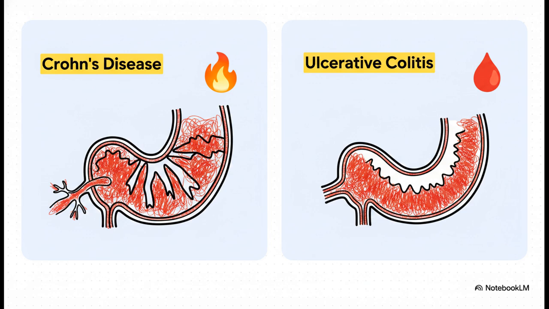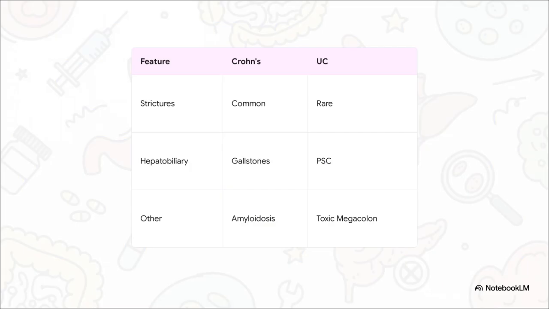UC, on the other hand, is strictly confined to the mucosal and submucosal layers, always starting in the rectum and moving proximally without skipping a single segment. Now, let's isolate the highest yield extraintestinal targets. Take a close look here. Ulcerative colitis is strictly linked to primary sclerosing cholangitis. On the flip side, the transmural nature of Crohn's uniquely drives fistula formation. We're talking enterocutaneous or colovesical fistulas.